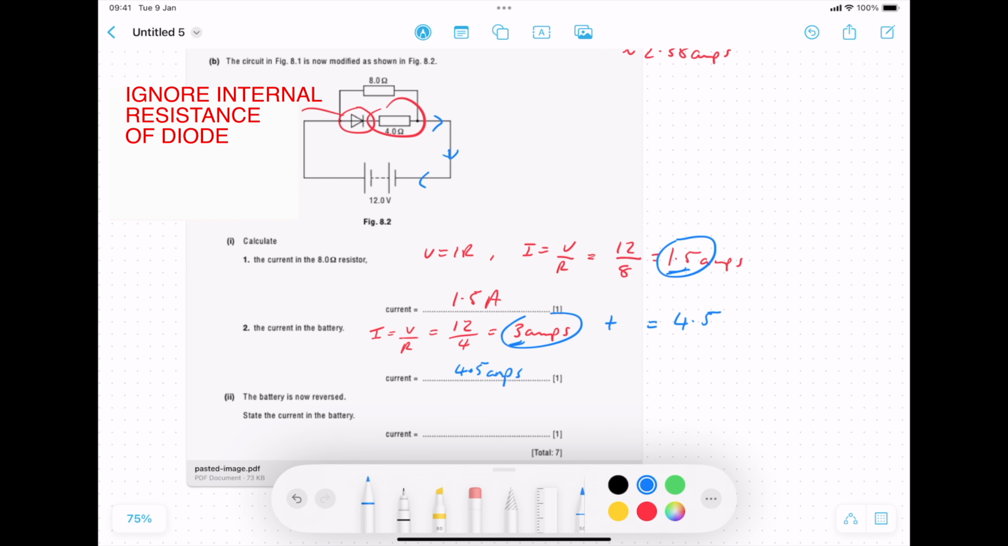Finally, the battery is now reversed. State the current in the battery. So what happens is you have exactly the same current, but it'll just be negative 4.5 amps.